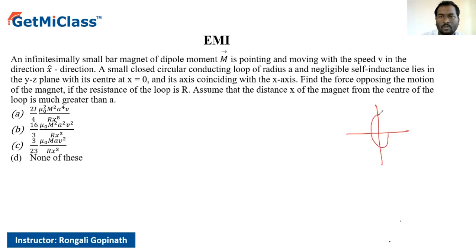There is a circular loop on the y-z plane and there is a bar magnet which is having magnetic moment m bar moving with the speed v. Distance between these two is x and the resistance is R. The radius of the loop is given as a. We have to find what is the force opposing the motion of the magnet if the resistance of the loop is high.